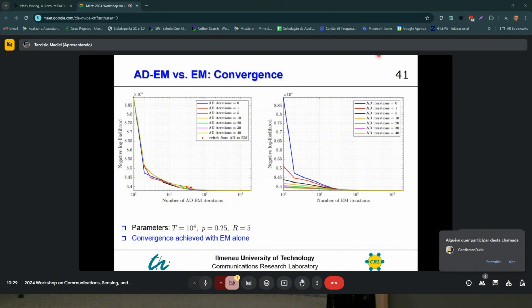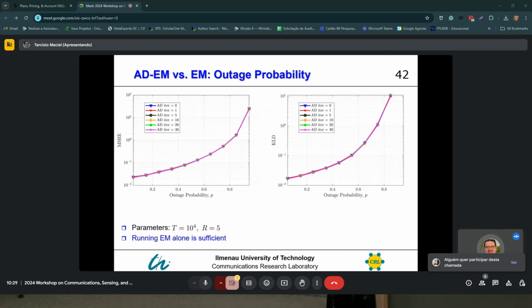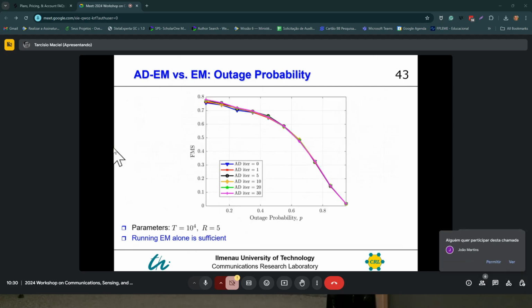And this is also shown in the other simulations. Here we have the mean squared relative error as a function of the outage probability that's varied from 0.1 to 0.9. At 0.9, we have only 10% of the data, and there's no difference, actually. Running EM alone is sufficient in terms of the mean squared relative error and the KLD. And then here we have the FMS, also for the same scenario, and running EM alone is sufficient.